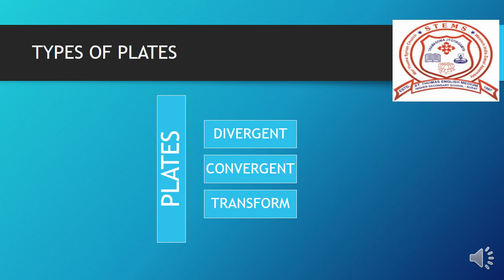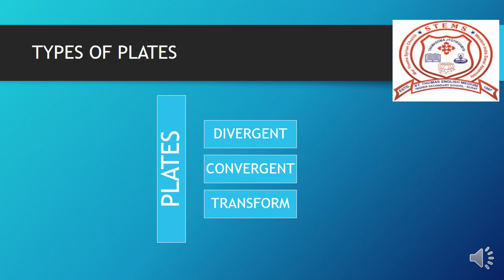There are 3 types of tectonic plates. They are divergent plates, convergent plates and transform plates. Divergent plates are the plates that move away from each other. That is, they diverge from each other. Such plates are called divergent plates.